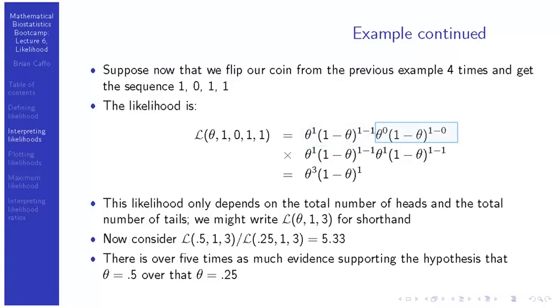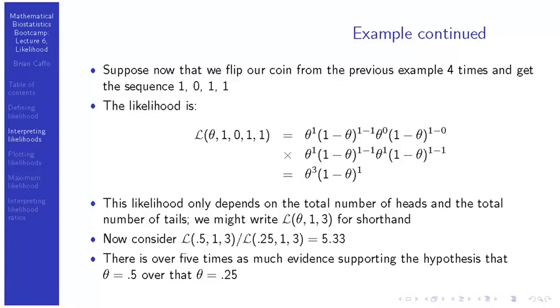Here I have the second coin flip, theta to the 0, 1 minus theta to the 1 minus 0, and so on. So I take the product of all of those, and you get theta cubed times 1 minus theta raised to the first power. And that's the likelihood for this particular configuration of ones and zeros from 4 coin flips.